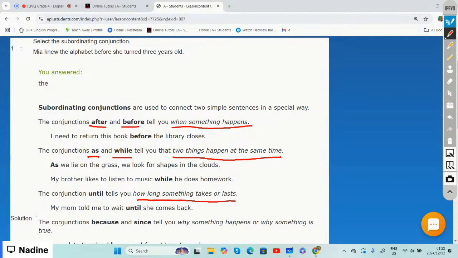And then we also have the conjunction because. The conjunctions because and since tell you why something happens or why something is true. It's like saying this and this and this happened because. So they're telling you why something happened or why something is true.